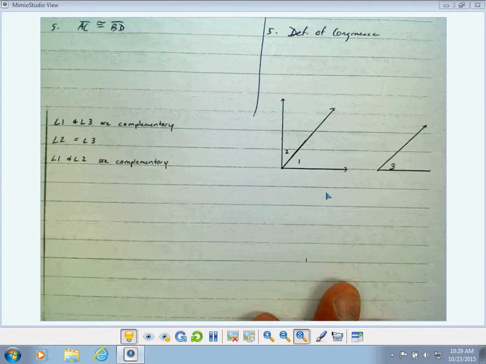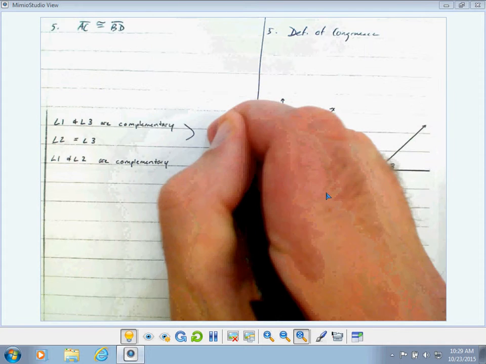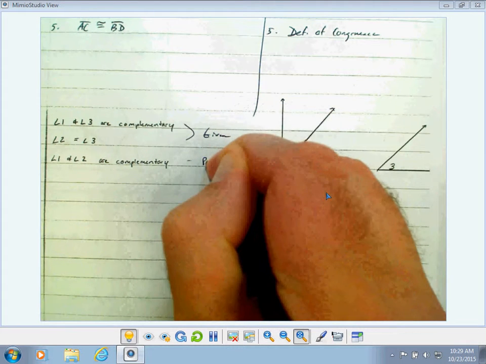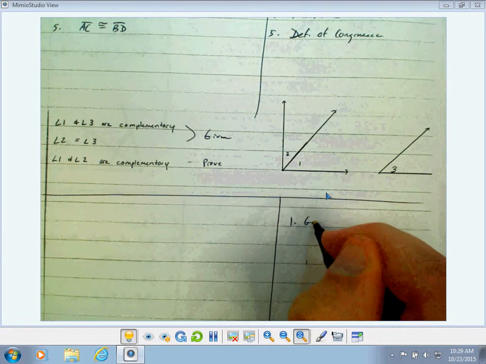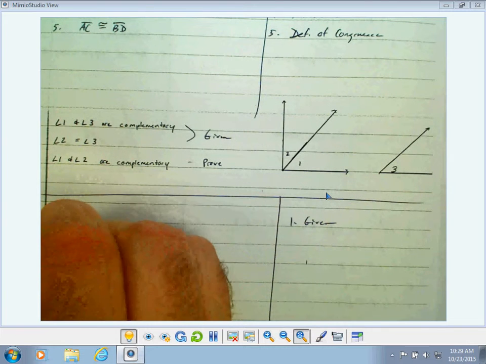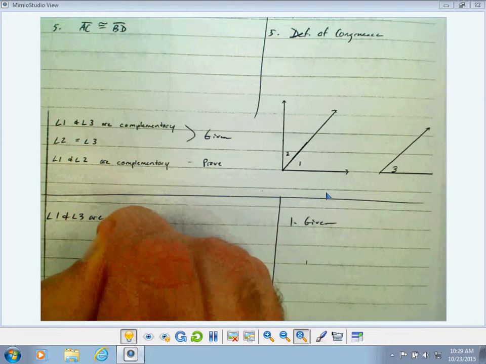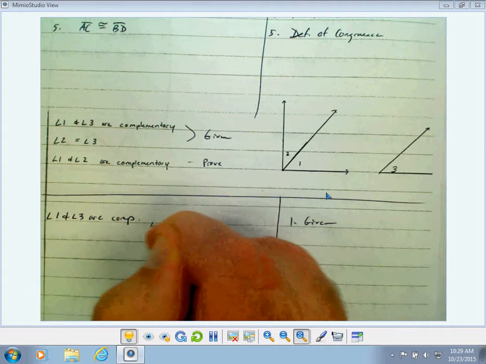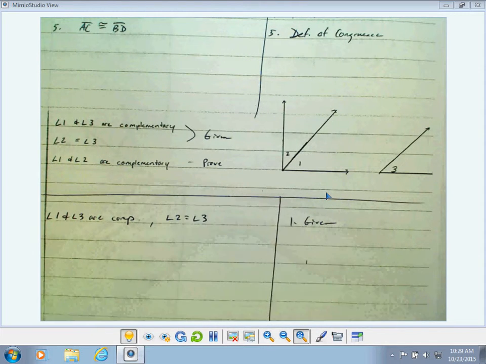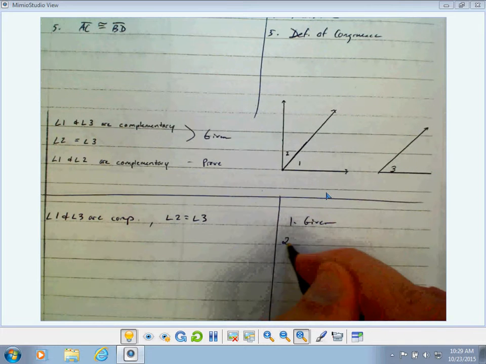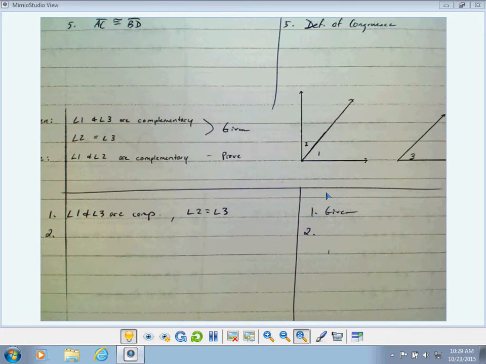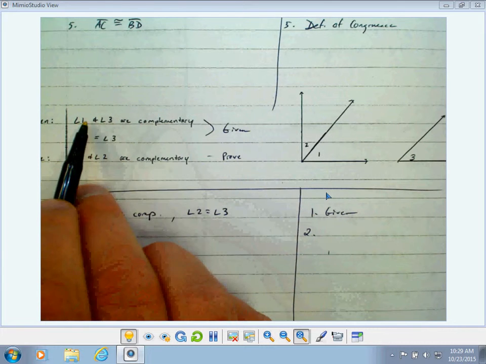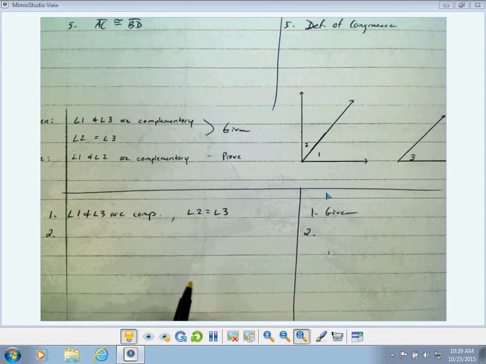Again, these two are the given lines. This is the proved line. I'm just going to write the given, abbreviate a little bit. Okay, number 2. So where's our start? In this case, the start, I think, should come from the given because we have something pretty specific. Angle 1 and angle 3 are complementary. That gives us a lot of information.